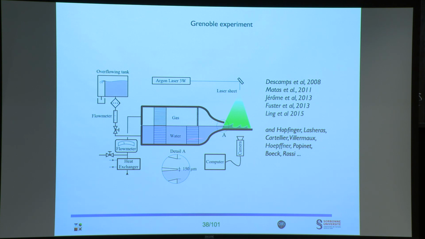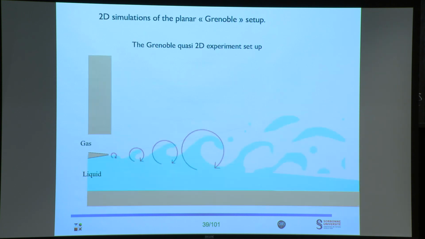There is the detail of a region that shows a separator plate, which has a thickness of 150 microns. And the water is fed from this overflowing tank. So actually, the fact that the water comes from this tank and is recycled into this tank has some consequence on what happens later. So I will let you guess at the end of my talk what is the importance of this tank. But in the meantime, this is a sketch of the flow.